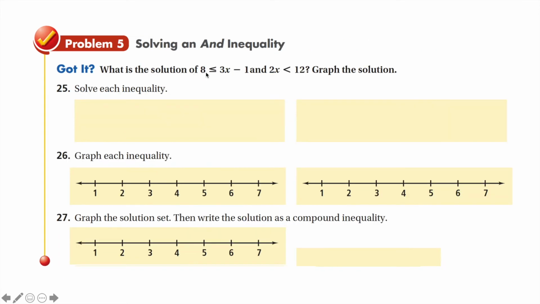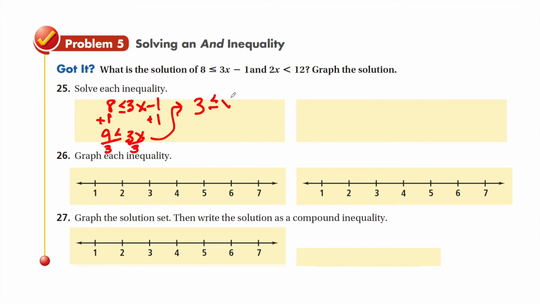What is the value of x if 8 is less than or equal to 3x minus 1, and 2x is less than 12? And can we graph the solution? Well, solve it out just like a normal equation. 8 is less than or equal to 3x minus 1. We are going to add 1, add 1. 9 is less than or equal to 3x. And then we're going to divide both sides by that 3. And I'll rewrite it up here. So we'll get 9 divided by 3, which is 3, is less than or equal to x.